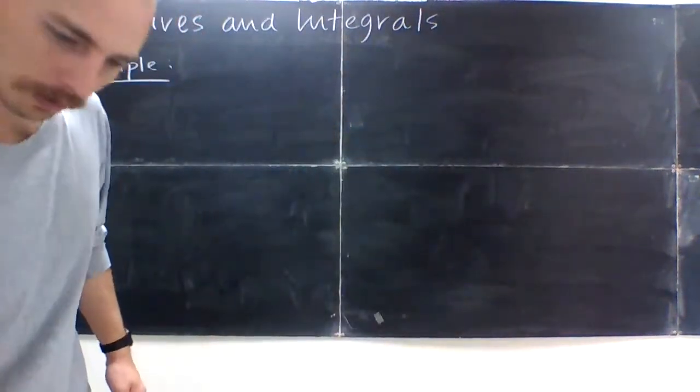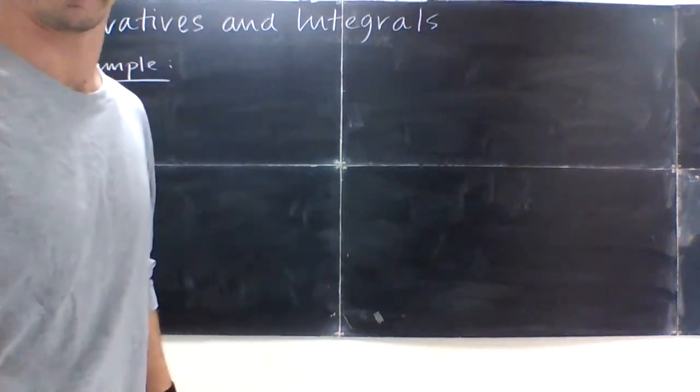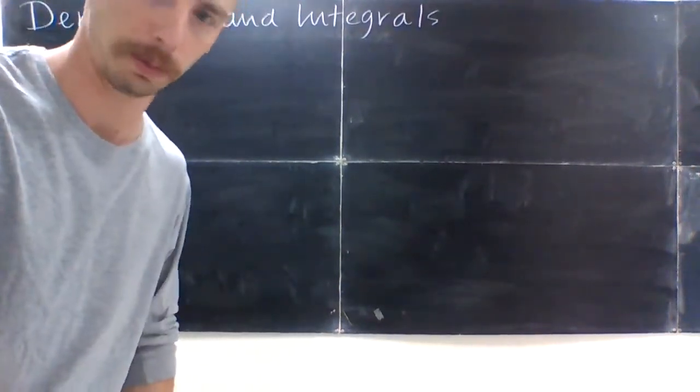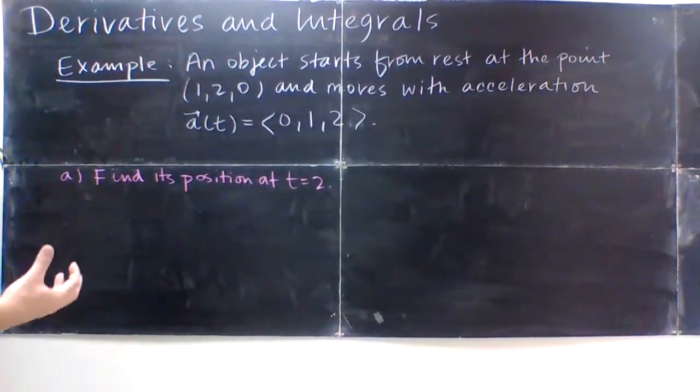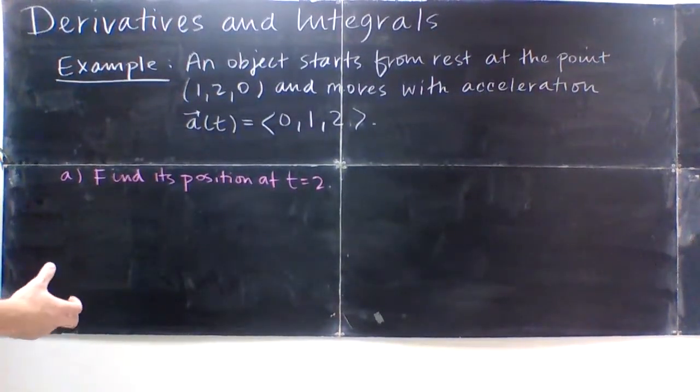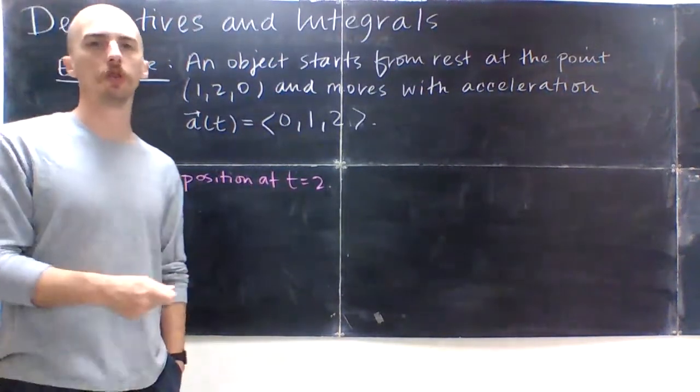All right, and the last example I've got is a motion problem, and I'm going to just pause and copy the problem so you don't have to sit here and watch me copy for 2 minutes. All right, so an object starts from rest at the point (1, 2, 0) and moves with the acceleration a of t is the vector (0, 1, 2) for all t.